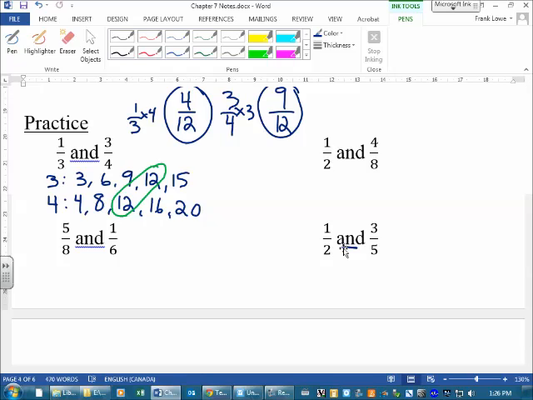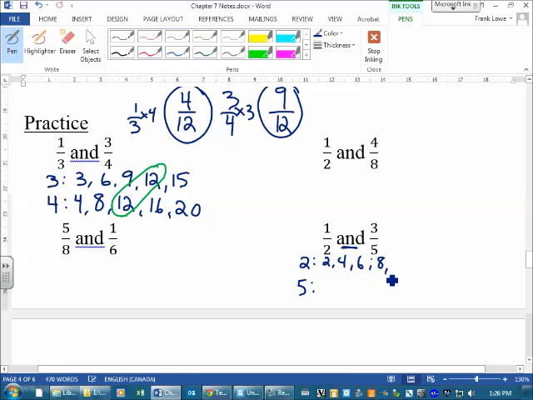Okay, so when you look at 1/2 and 3/5, you can't make that 2 into a 5. So now we have to find a common denominator. So we list the multiples of 2 and 5. So 2 goes 2, 4, 6, 8, 10, 12. I don't know how far I need to go. For 5s, it is 5, 10, 15, 20. We'll just see how we go now.